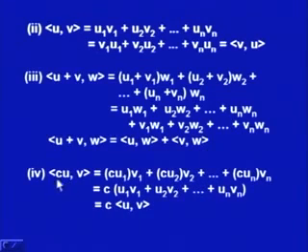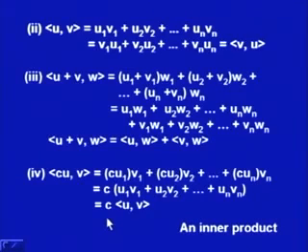The fourth property is cu comma v. So, we consider the right hand side by applying the definition: cu1 v1 plus cu2 v2 plus cun vn. C can be taken outside. So, what we have is u1 v1 plus u2 v2 plus un vn, and this is nothing but C times the inner product of u comma v, and that proves the last property, and this means the definition which we have given is the definition of an inner product.